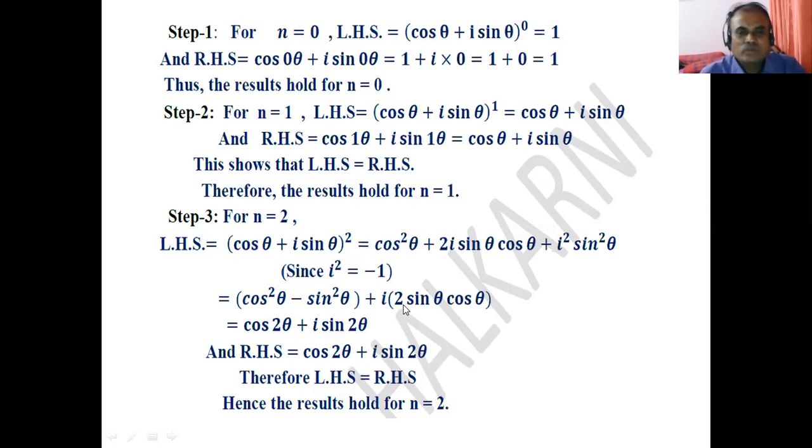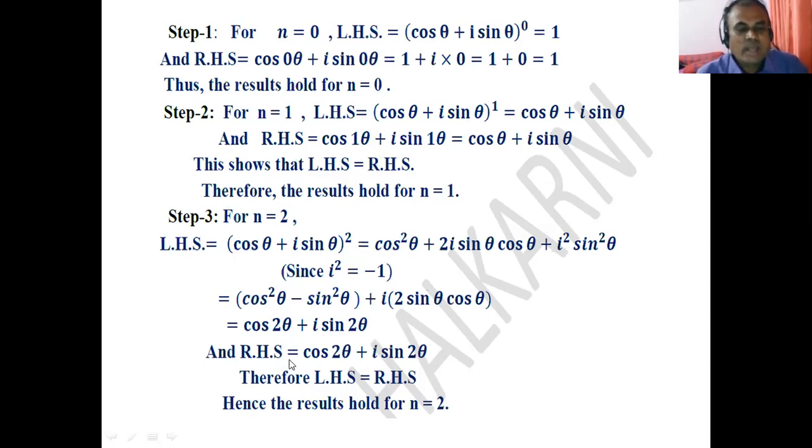And also another trigonometric formula: 2 sin theta cos theta is equal to sin of 2 theta. So here we put these two formulas. So it is equal to cos of 2 theta plus i sin of 2 theta. So LHS is equal to this.